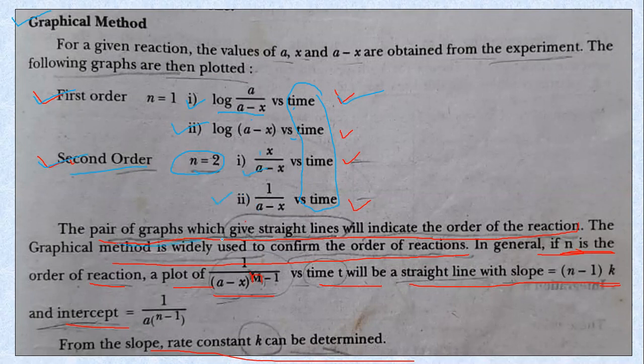So the pair of graphs which gives a straight line, remember, either this pair will give you the straight line or this pair will give you the straight line. Okay, getting my point? The pair which gives you the straight line indicates the order of reaction.